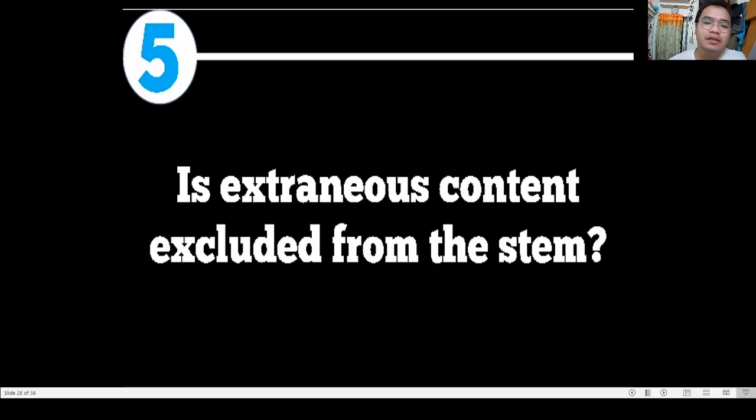Okay? Is extraneous content excluded from the stem? So pag sinabi natin extraneous content, ito yung hindi naman kailangan o hindi naman related, or out of tangent, okay? In the language, out of tangent yung mga statements na nilalagay mo dun sa item. So it gets to the point na napapahaba mo yung stem mo, pero yung ibang statements doon ay hindi naman talaga kailangan. So if you could eliminate these parts, the students could still get the correct answer. Okay? So yun yung tinatawag nating extraneous content.